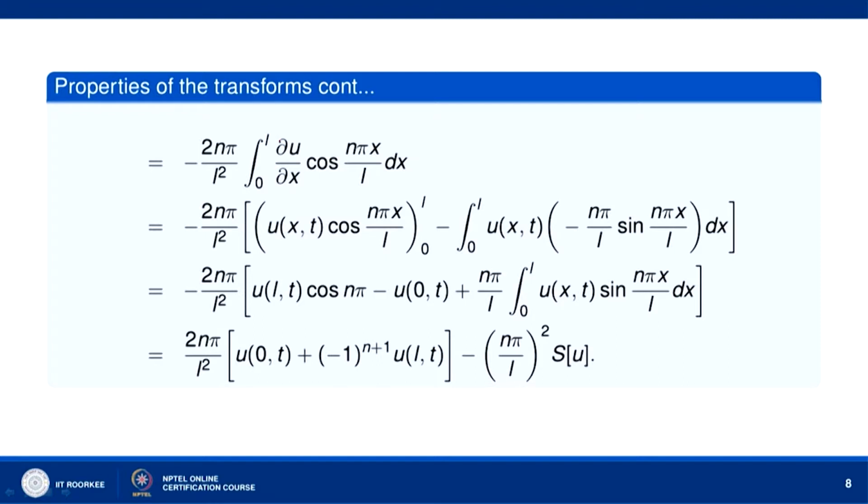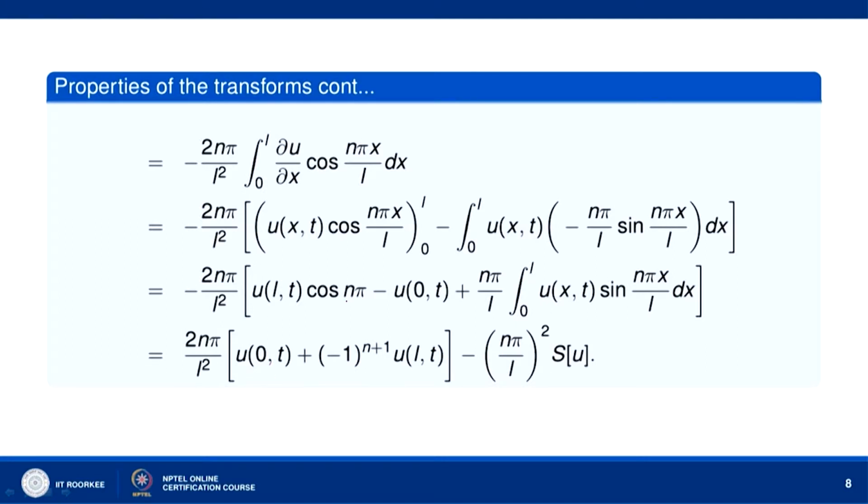Integration of u x gives you u x t, so u x t cos n pi x over L from 0 to L, minus integral 0 to L of u x t times the derivative of cos n pi x over L, which is minus n pi over L sin n pi x over L dx. Now, put x as L. So, u L t cos n pi minus u 0 t cos 0, which is 1. Then here we have minus plus, so plus n pi over L integral 0 to L of u x t sin n pi x over L dx.